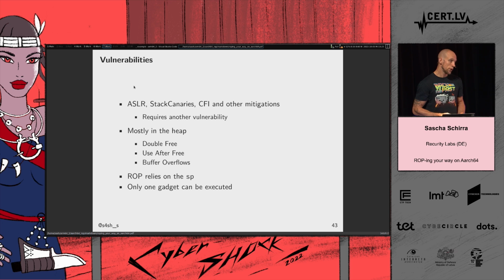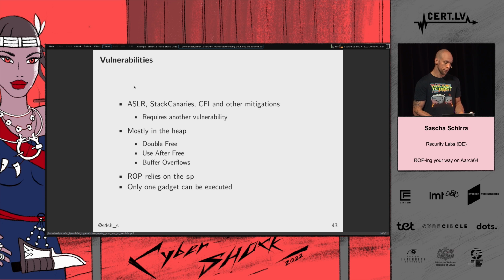So, vulnerabilities today are mostly on the heap, not on the stack. So you have double free vulnerabilities, use after free vulnerabilities, maybe buffer overflows, but on the heap. And then you have the problem that you cannot execute your ROP chain, since the ROP chain relies on a stack pointer, since the x30 register is always read from the stack.